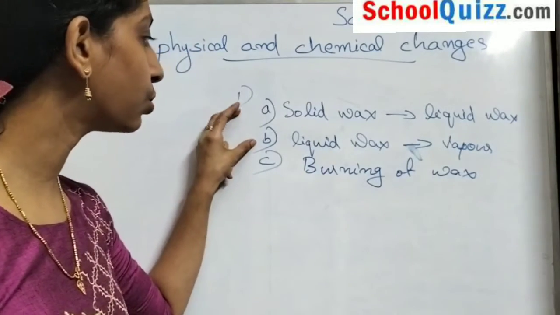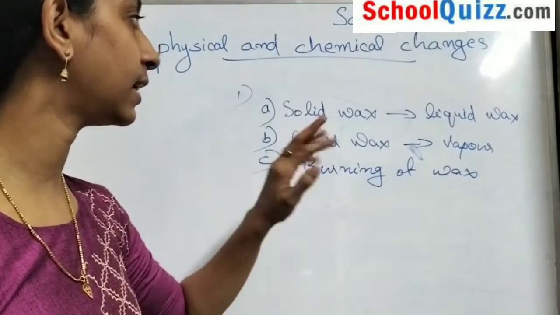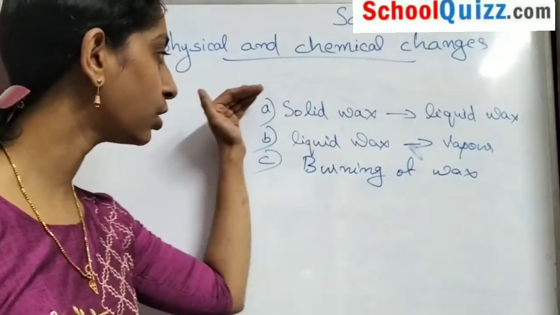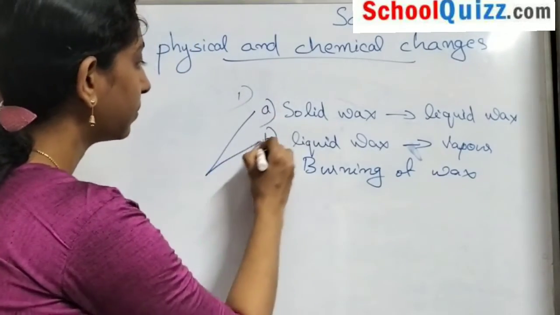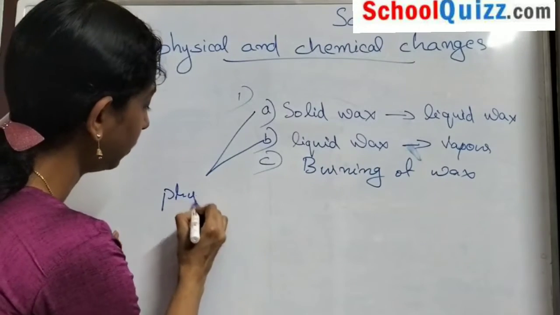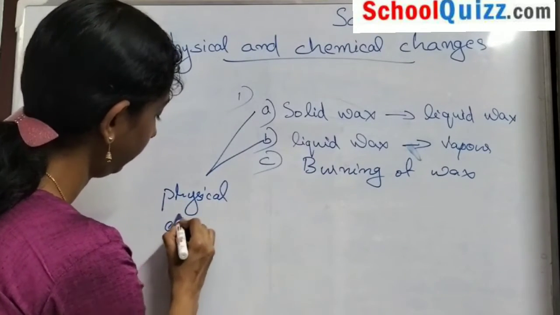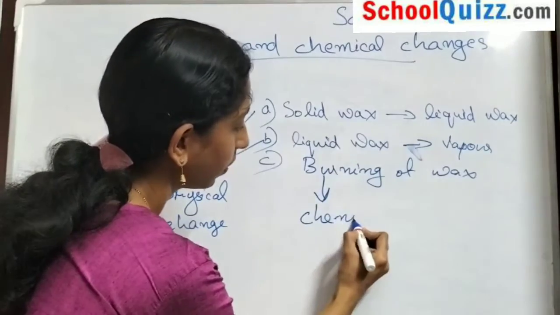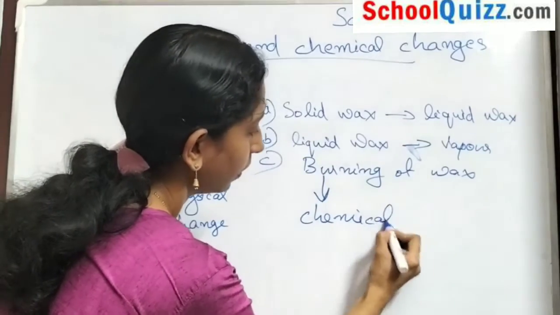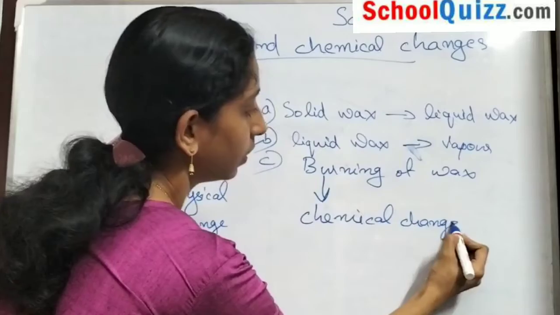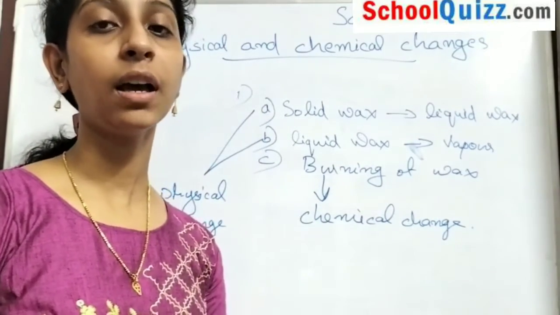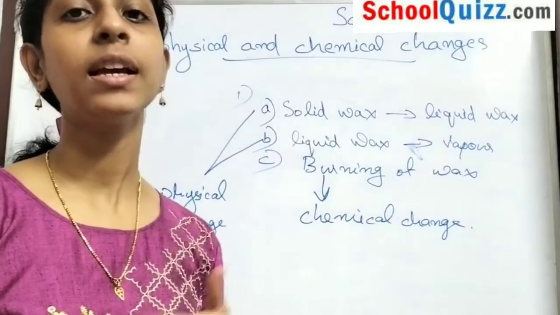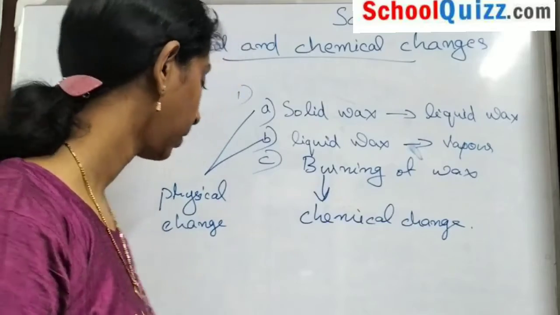The first two changes are changes in state, that is solid to liquid and liquid to vapor. So we can say that the first two changes are physical changes. The third one is a chemical change. So, in burning of a candle, physical change and chemical change take place.